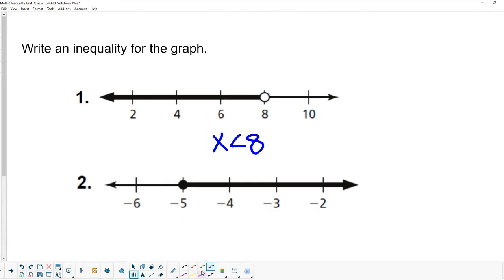This one, on number 2, we have the circle colored in and the arrow going to the right, so this would be an indication of x is greater than or equal to, and we look at that number right there and put it down. So x is greater than or equal to -5.